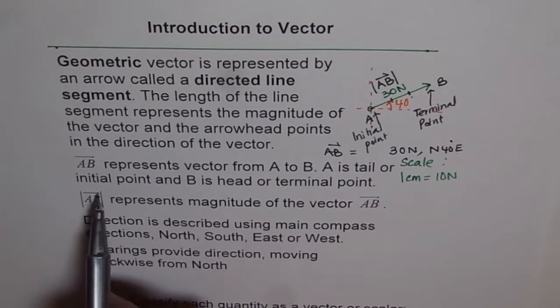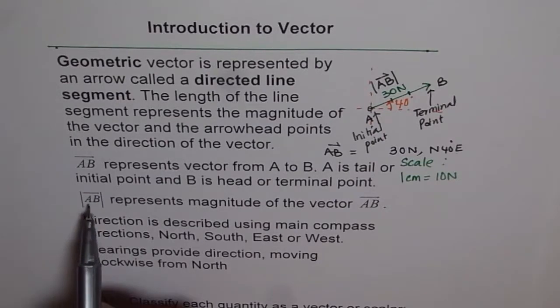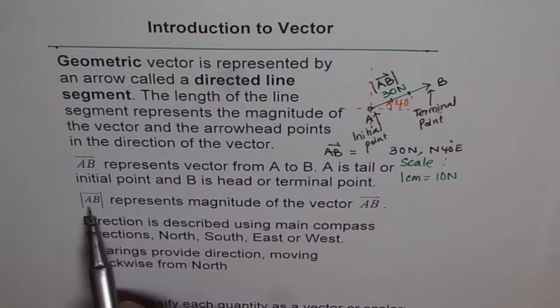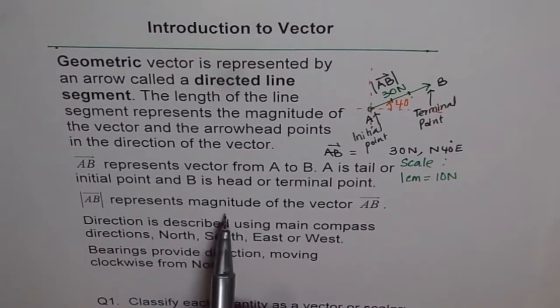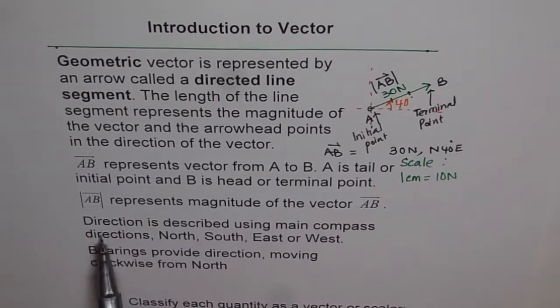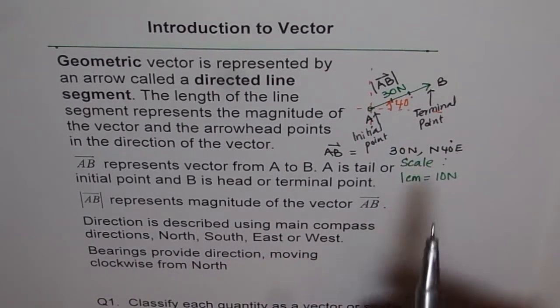So we write 2 bars, absolute value, AB vector, correct? So that is how. So the absolute value of AB, the magnitude, is always positive. Now, direction is described using the main compass. And the directions are north, south, east or west, just as we used, correct?